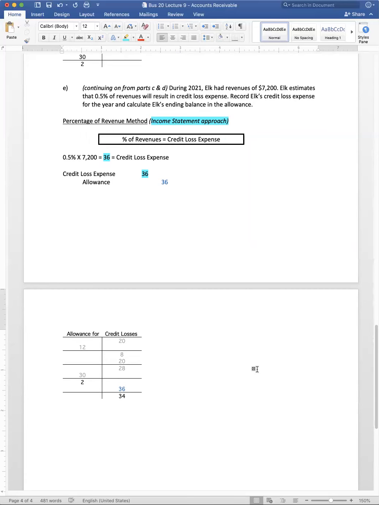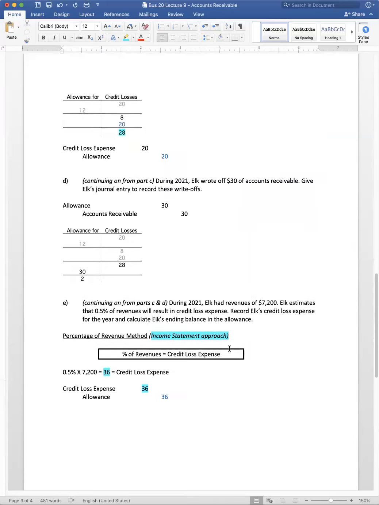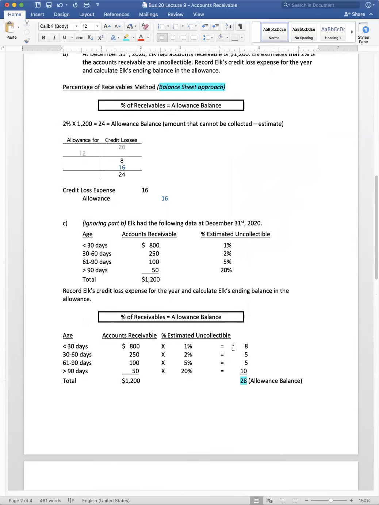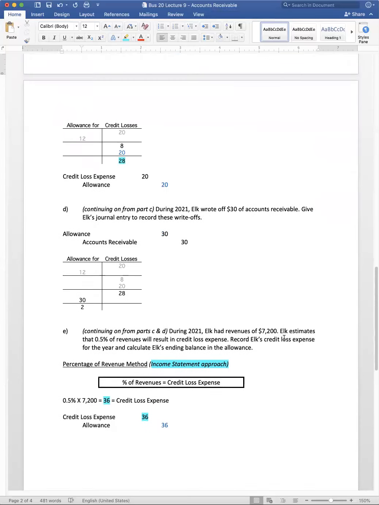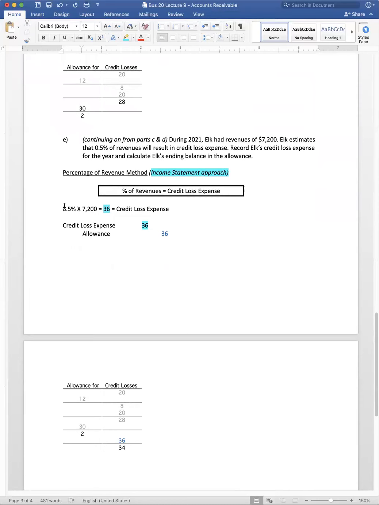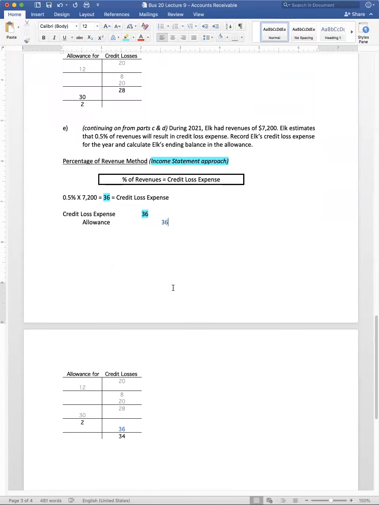Okay? So remember with the percentage of receivables method, I first said, okay, let's just take a percentage of the total receivables. And then I said, that's not realistic. Most companies will break down receivables by age. Okay? So the same is true for the income statement method. Here I just said, let's take a percentage of all the revenues. Most companies will actually break it down a little further because most companies don't just sell to customers on account. They also sell to customers in cash.